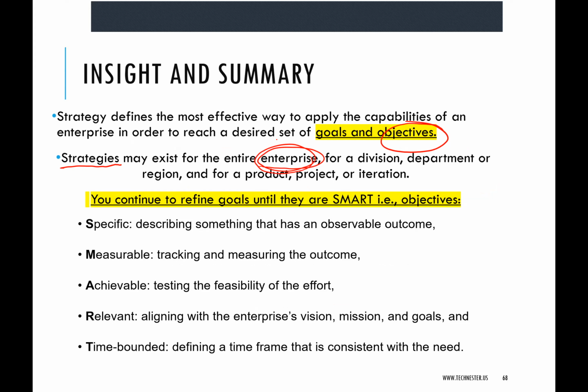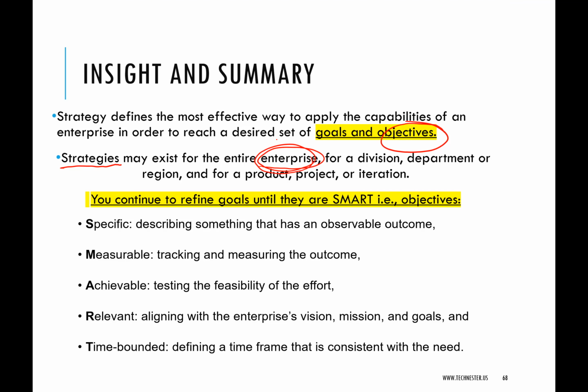That's why I use the word enterprise here. It may be just for a division, maybe even a department. It may be as big as an entire region, right? The region of West Africa or something. It may be for a single product that we are strategizing on. It may even be something smaller than a product, just a single iteration, a product we are still developing. We just created a small part. It may be just for that we are strategizing.